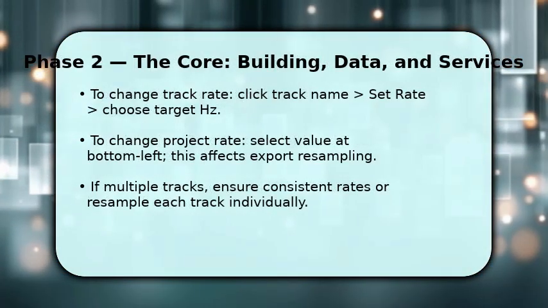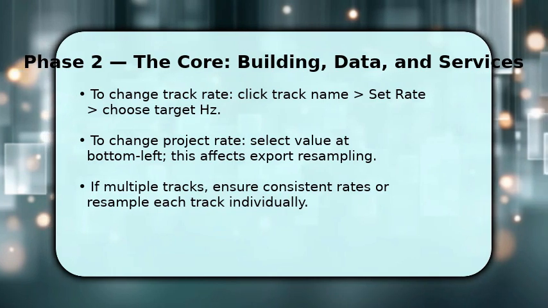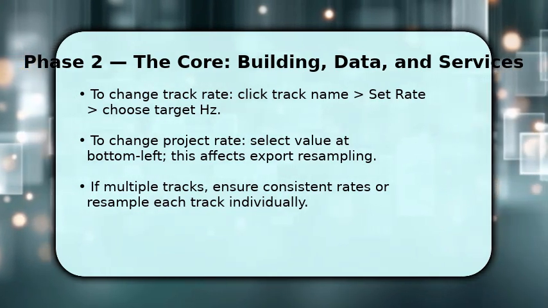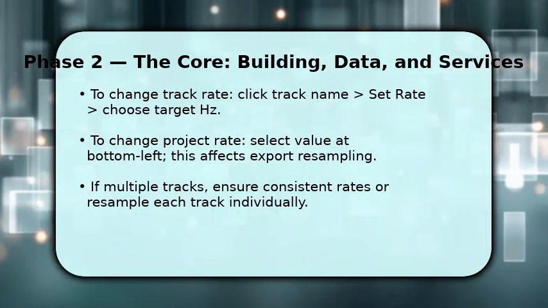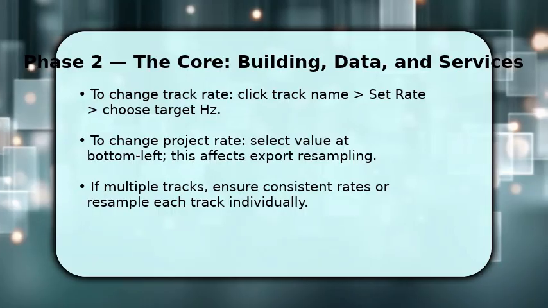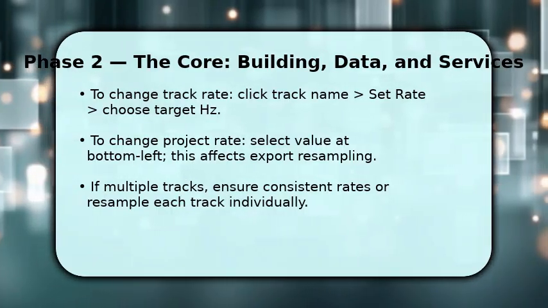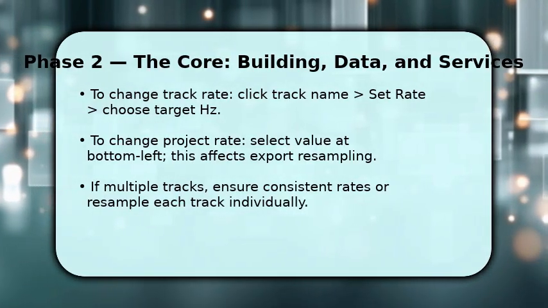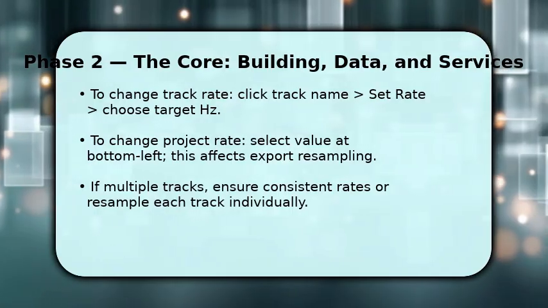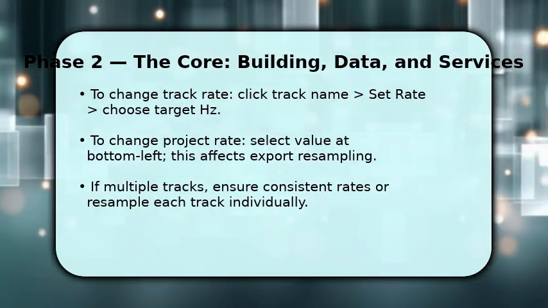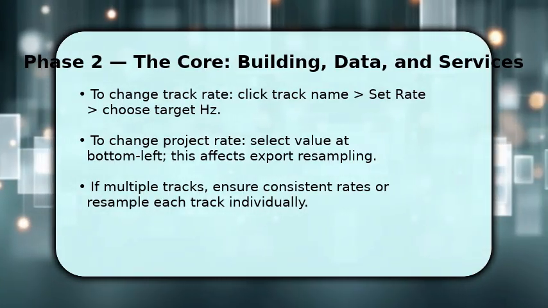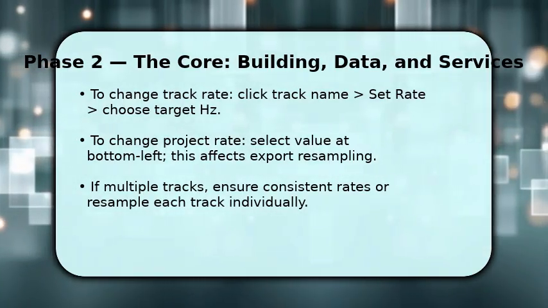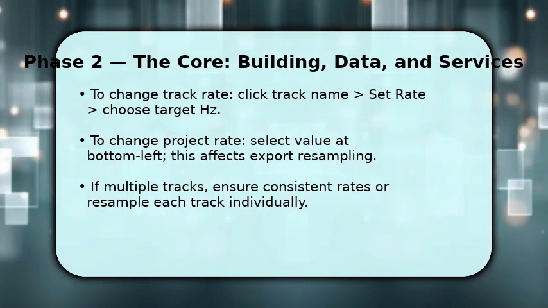Now change the sample rate for either the track or the whole project. If you want only one track altered, click the track name, choose Set Rate, and pick the target Hz. If you need the entire session changed, set the project rate in the bottom left. Exports will use that value. Once done, Audacity will resample as needed. Make sure multiple tracks match. Otherwise, you can resample each track manually to avoid sync or quality issues during mixing or export.